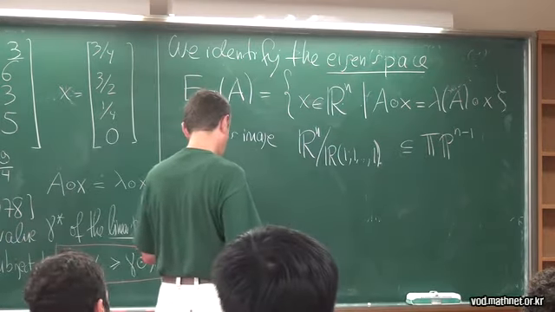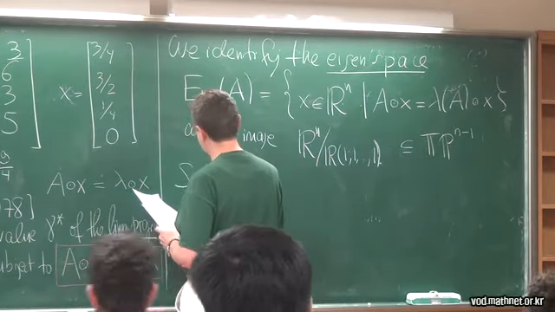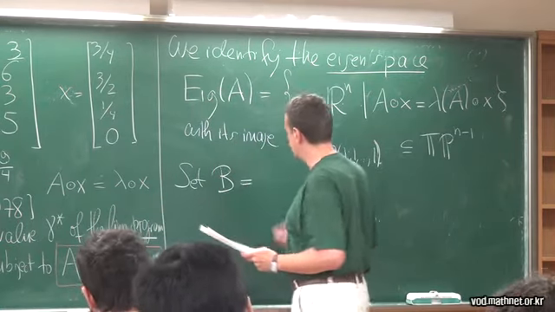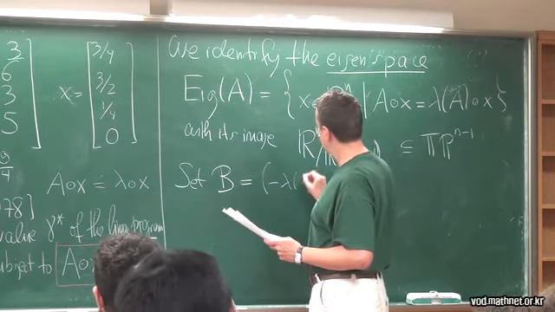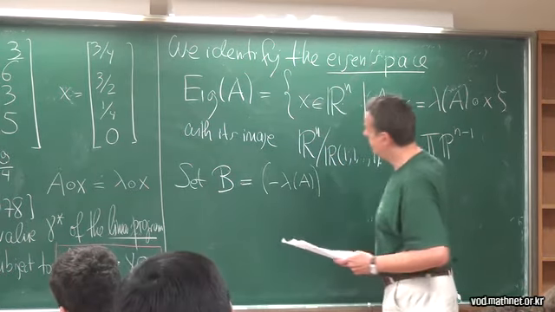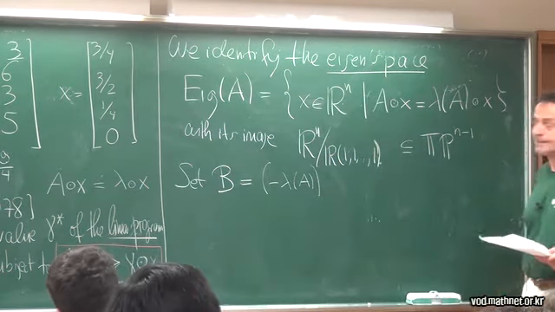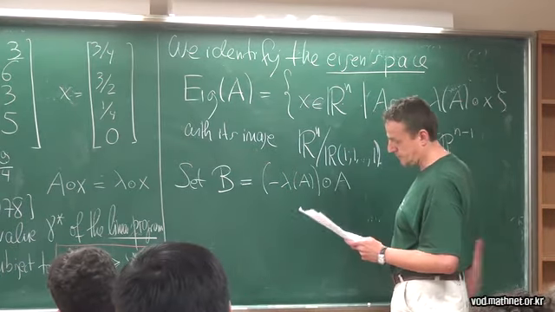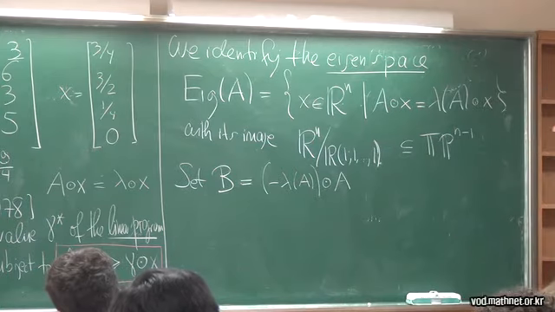Okay, so that's what we're going to do. To compute this eigenspace, let's introduce a new matrix, B. Let's take minus lambda times A, that's classical subtraction. So I take the negative of my eigenvalue and I multiply the matrix by A. Okay? That's a new matrix B.